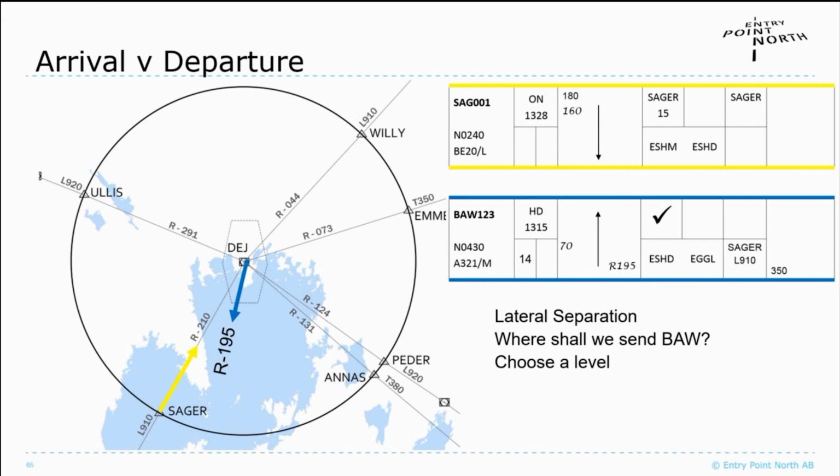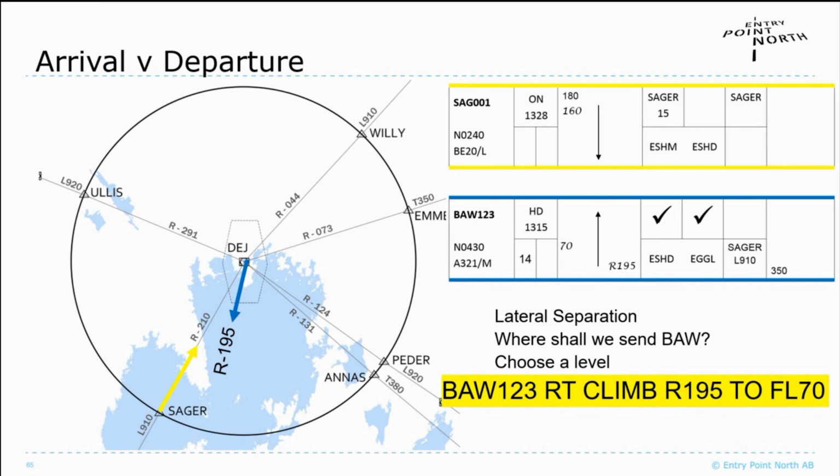In this scenario, we have chosen flight level 70 for Speedbird 123 as their initial departure level. So the clearance that we can give them via the tower is Speedbird 123, right turn, climb radial 195, flight level 70. The separation at this point in time right now is vertical separation. Medical 001 is descending flight level 160, Speedbird 123 is climbing flight level 70.